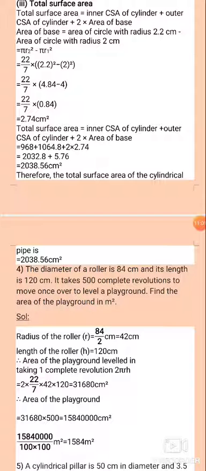Yes, 500 complete revolutions. Now, the area of the playground is equal to 31,680 into 500, which is equal to 1,58,40,000 centimeters square. After that, we need to change that into meter square. So, to change centimeter into meter, we need to divide by 100. But to change centimeter square into meter square, we need to divide by 100 into 100. So at last what we get? 1584 meter square is the area of the playground.